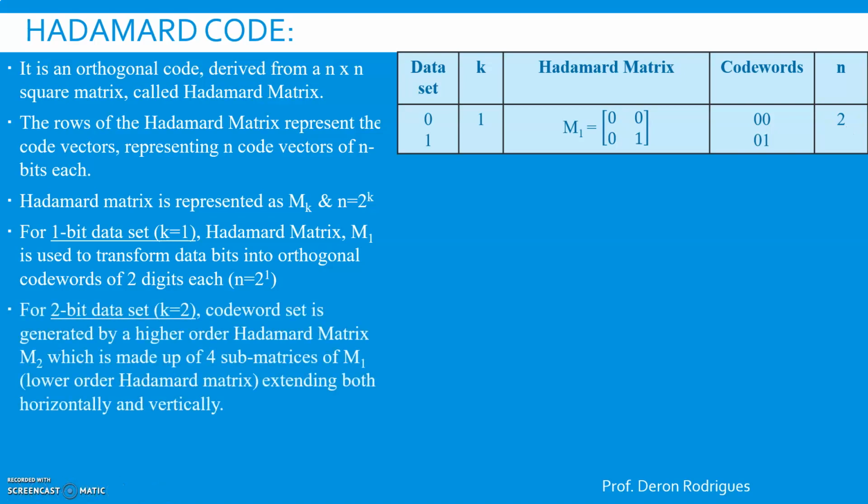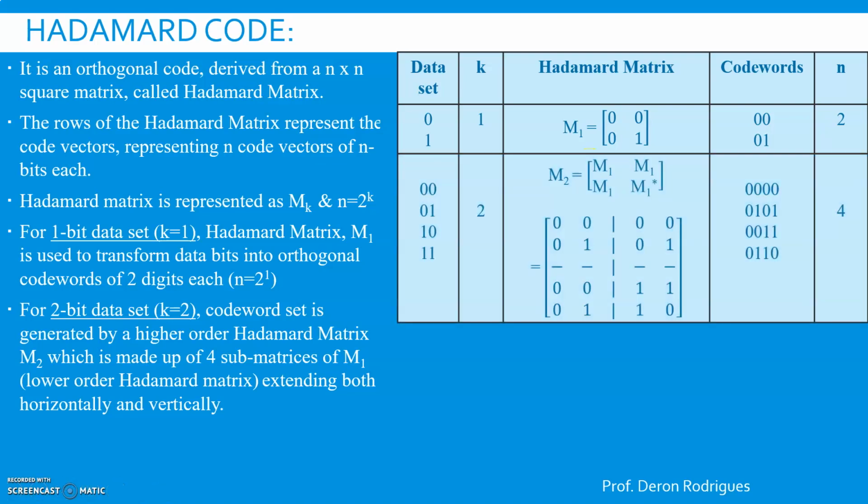Now what happens for a 2-bit data set when k is equal to 2? This same Hadamard matrix cannot be used. Rather, this Hadamard matrix has to be extended to get a higher order Hadamard matrix, which is called M2. It is extended by using 4 sub-matrices of the lower order. So in order to get M2, I require 4 times M1. And so there are 4 quadrants here.